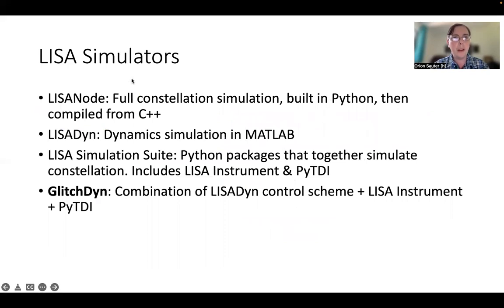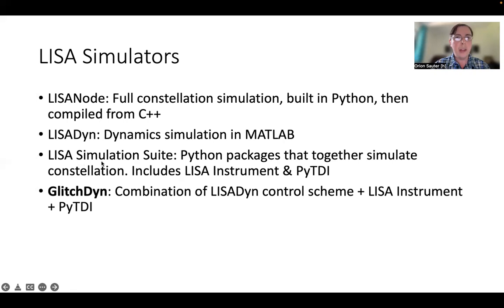We have several simulators to assess that because LISA is not yet in orbit. There's LISA Node, which is a full constellation simulation. It's built in Python and then compiled from C++ to create a binary. Currently, although it's being updated now, it does not include the dynamics of the test masses and spacecraft. That is implemented in LISA DIN, which is a dynamic simulation based on a MATLAB state space model. That is currently being added to LISA Node, though.